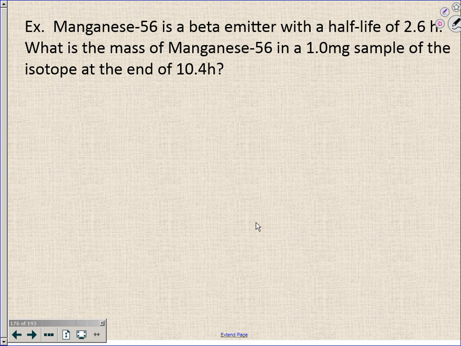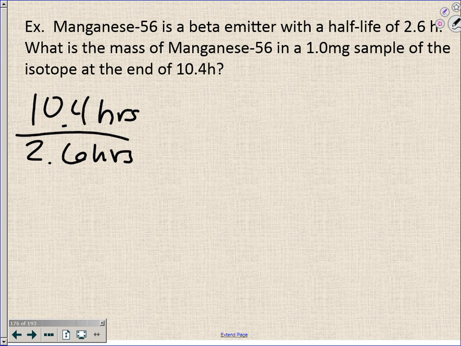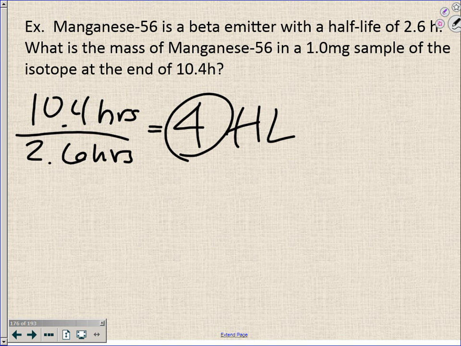All right, Bailey, how many half-lives have passed? How many half-lives have passed in our elapsed time? How could I figure that out if I wanted to? Okay, so I give you 10.4 hours divided by 2.6, and what do I get? All right, 4 half-lives.